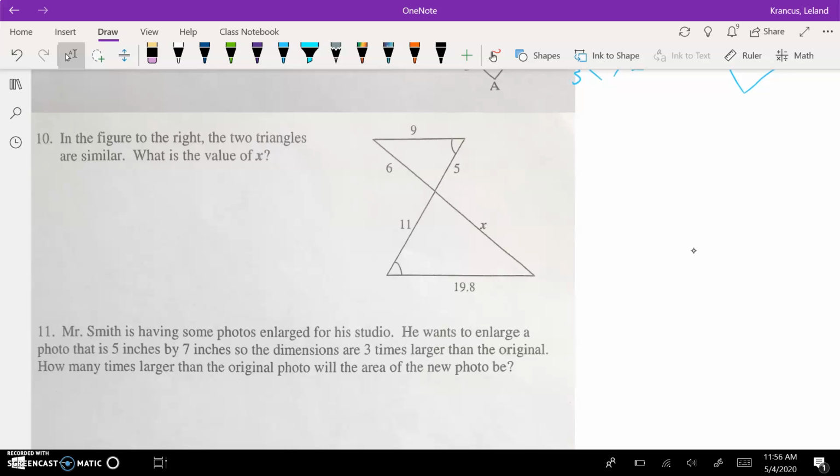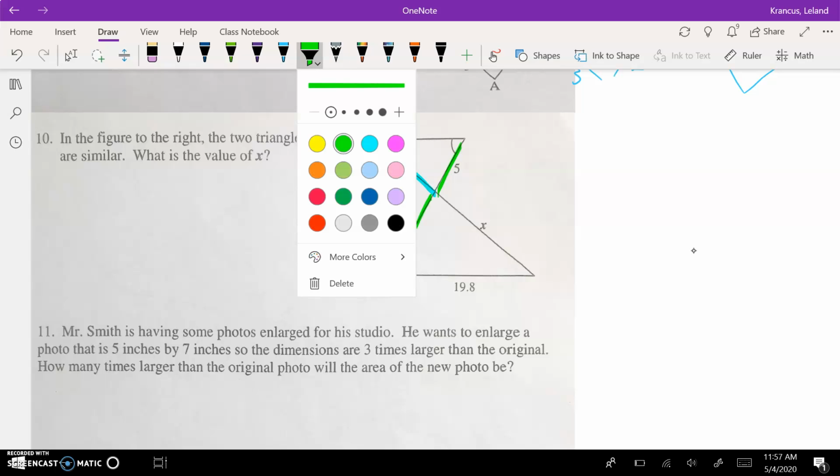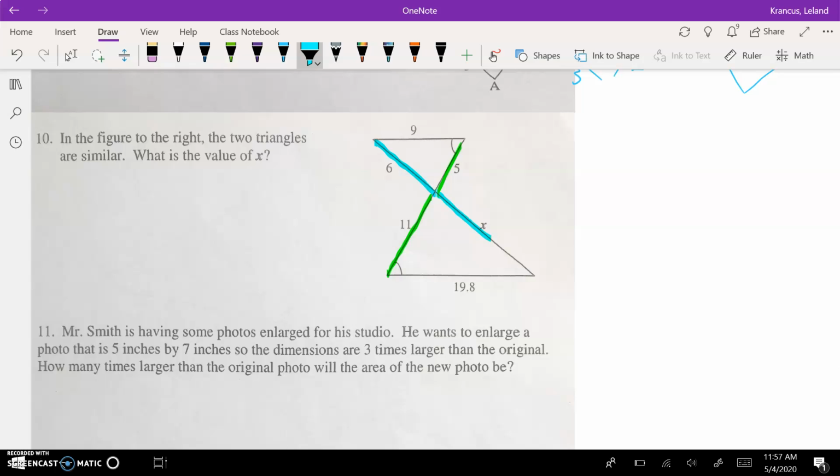On this problem, the most common mistake that I see is people treat the 6 and the 11 as corresponding sides, and then the 5 and the x as corresponding sides. But if you look carefully, that's not the case. So the 5 actually corresponds to 11, and 6 corresponds to x. So when you're setting up your proportion, you could do something like 11 over 5 equals x over 6. But you don't want to try doing something like 6 over 11 equals 5 over x. That's writing ratios of non-corresponding pieces.